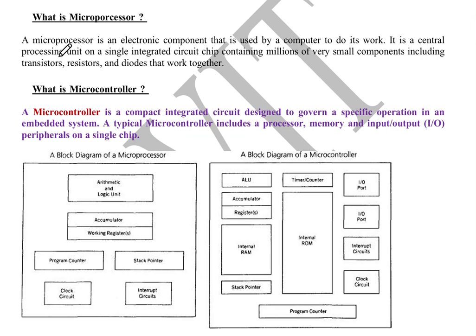Let us discuss the difference between a microprocessor and a microcontroller. Firstly, what is a microprocessor? A microprocessor is an electronic component that is used by a computer to do its work. It acts as a central processing unit (CPU) on a single integrated circuit chip containing millions of very small components including transistors, resistors, and diodes, and those work together.